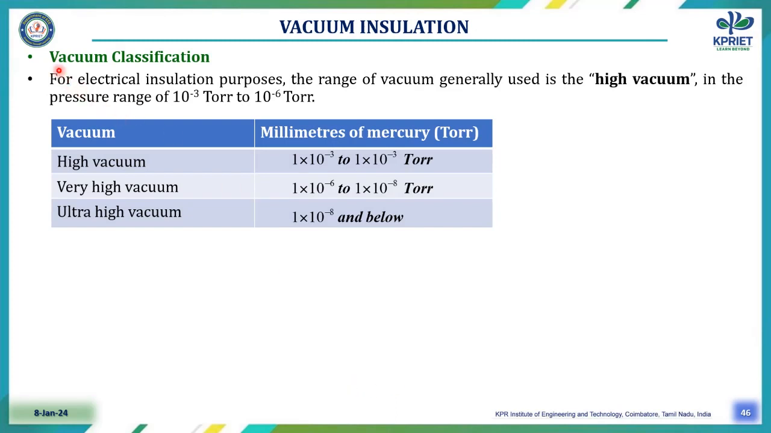Now we are going to see the classification of vacuum. For electrical insulation purposes, the range of vacuum generally used is a high vacuum in the pressure range of 10 to the power minus 3 torr to 10 to the power minus 6 torr. Basically, there are high vacuum, very high vacuum and ultra high vacuum. In terms of torr, the high vacuum is used for insulation purposes compared with the very high and ultra high vacuum.